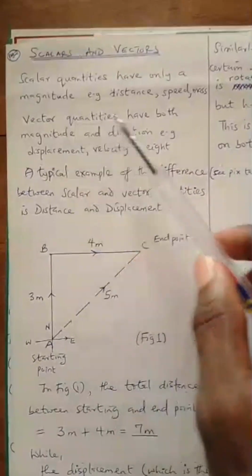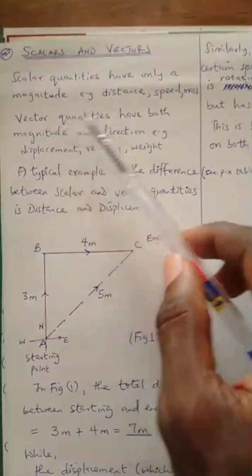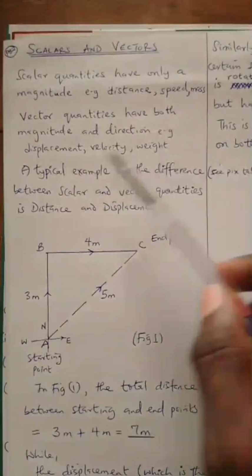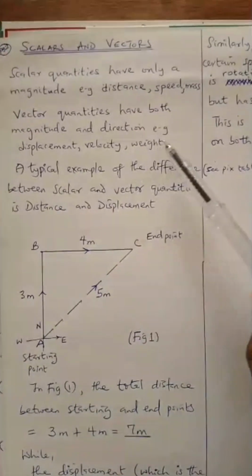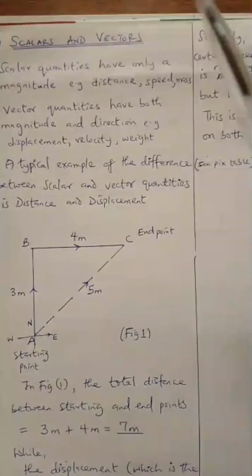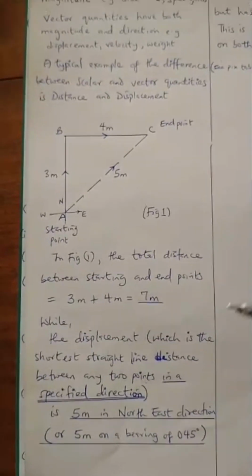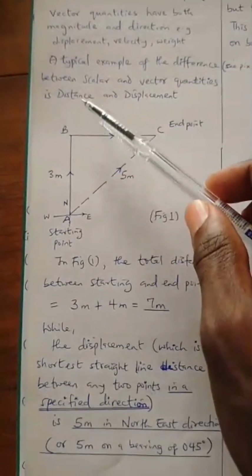Let's compare that with vector quantities. What are vector quantities? Vector quantities have both magnitude and direction. Examples are displacement, velocity, and weight, just to name a few. When we say magnitude, that's just a size, a value. So let me recap.